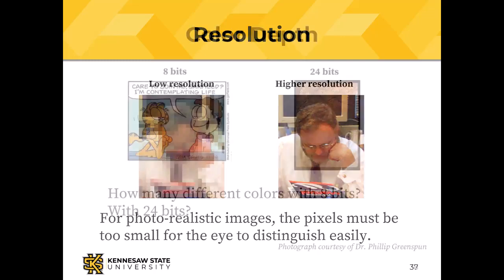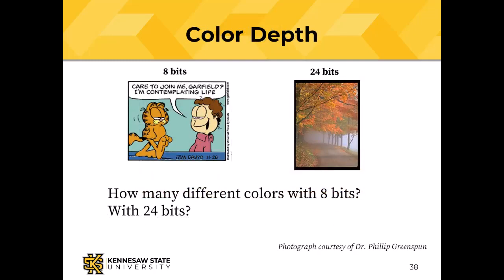So that's resolution. Color depth is the number of bits per pixel. I can have an 8-bit color depth, like the example on the left, and that means I'm limited to 256 colors. That works just fine for comics and line art. With 24 bits, I can get 16.7 million colors, and there's an example of that on the right. The human eye can distinguish more than 16.7 million colors, particularly in shades of green. 16.7 million is enough to give us photorealistic images.